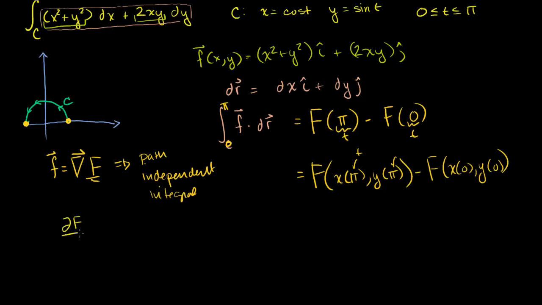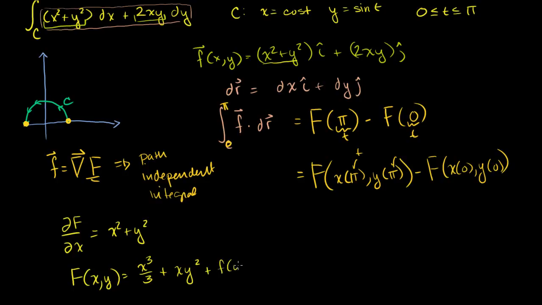So we know that the partial of f with respect to x is going to have to be equal to this right here. So that's x squared plus y squared, which tells us, if we take the antiderivative with respect to x, that f of xy is going to have to be equal to x to the third over 3 plus xy squared, right? Y squared is just a constant in terms of x, plus f of y. There might be some function of y that when you take the partial with respect to x, it just disappears.